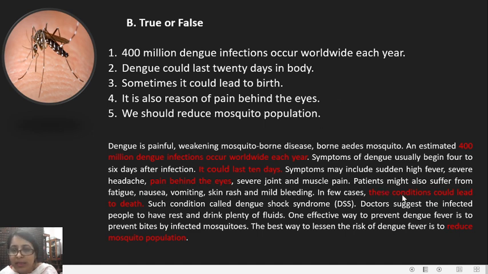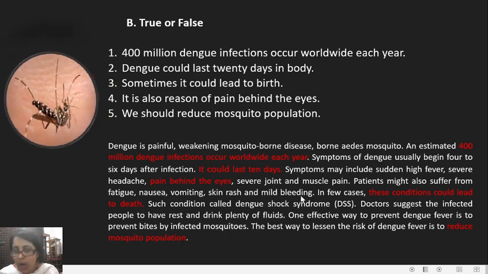And birth. This condition could lead to death. So here you can find death. Here had birth. So this sentence also false. And last one, we should reduce mosquito population. Reduce mosquito population. So this sentence also right. So we got how many sentences right?